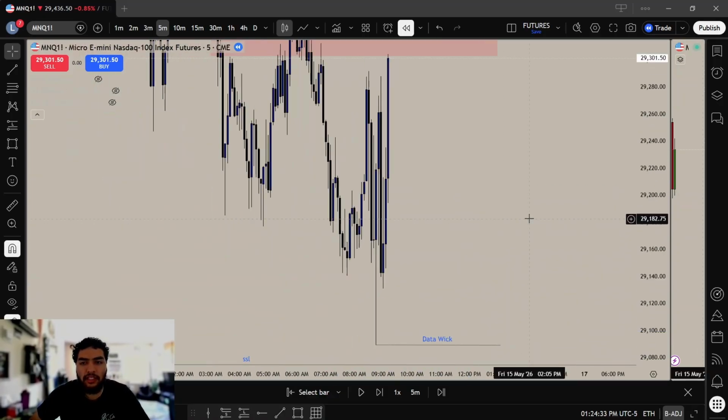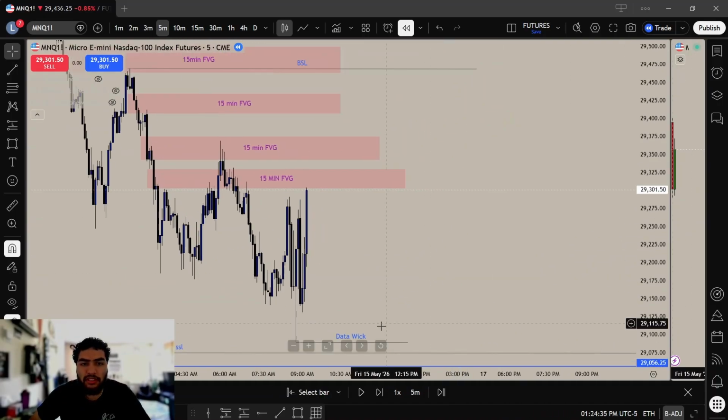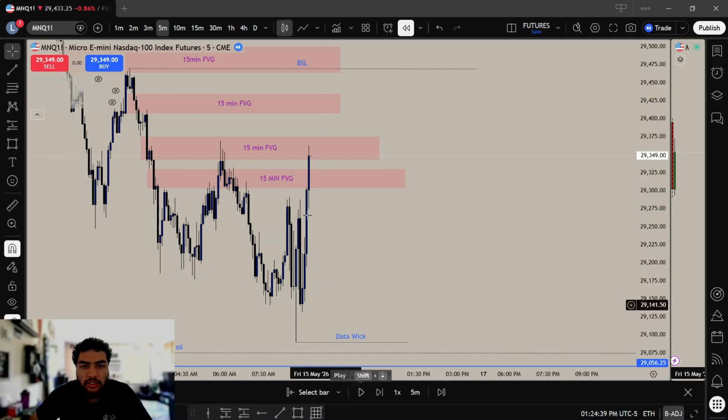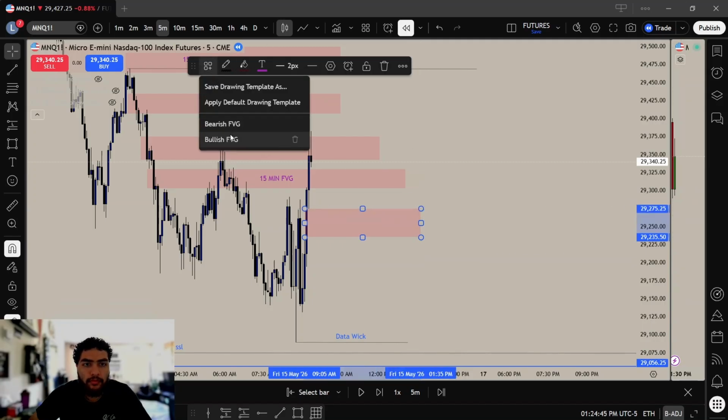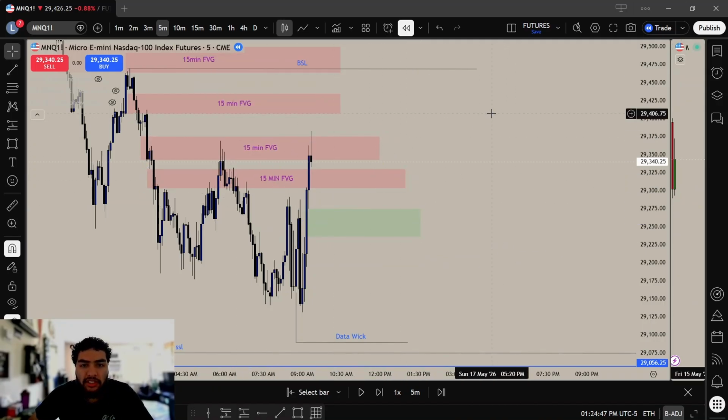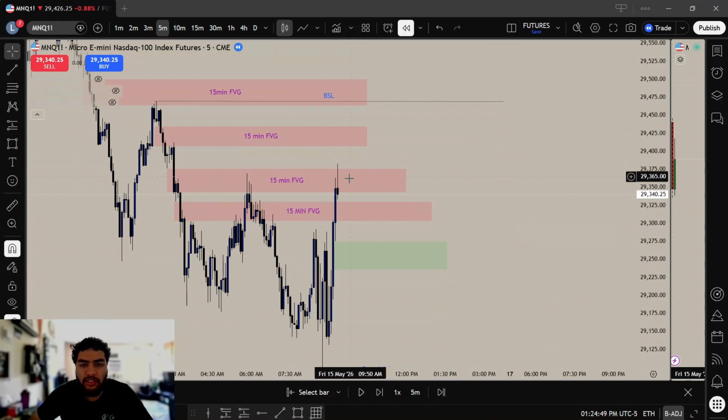We got that right there, coming back up into this 15-minute fair value gap. Are we going to be disrespecting these? So we did create a bullish fair value gap right here, and we're disrespecting this first one. If this comes back down, retraces, and disrespects this one, we'll probably aim for this buy side liquidity, or we'll aim for this intermediate high right here.